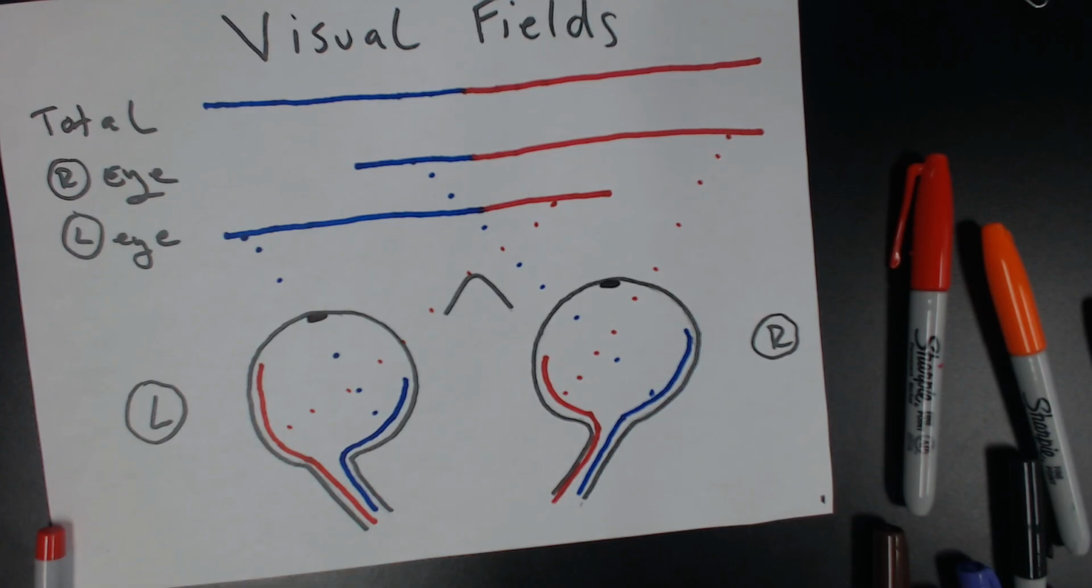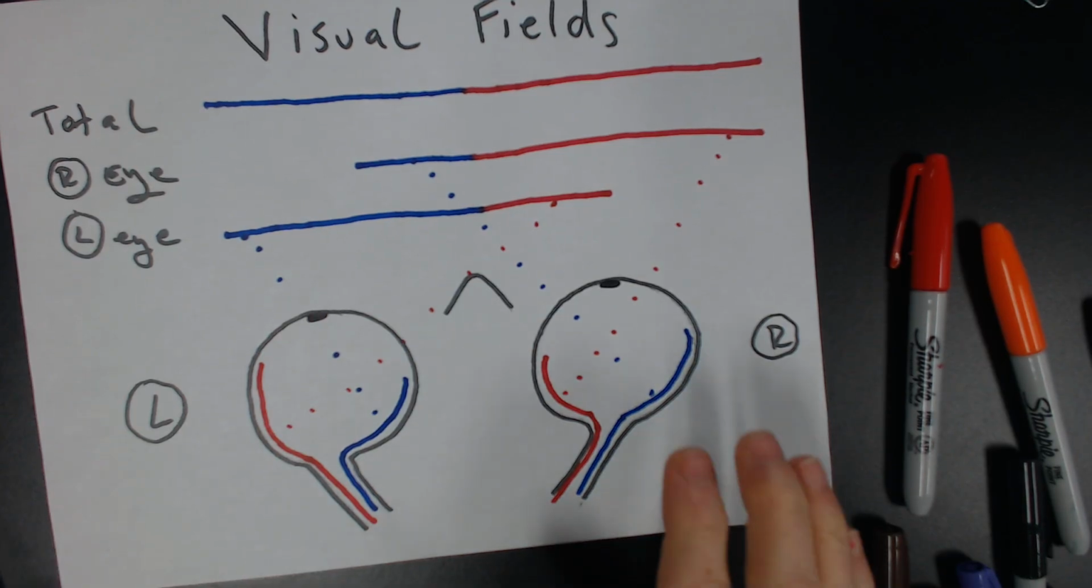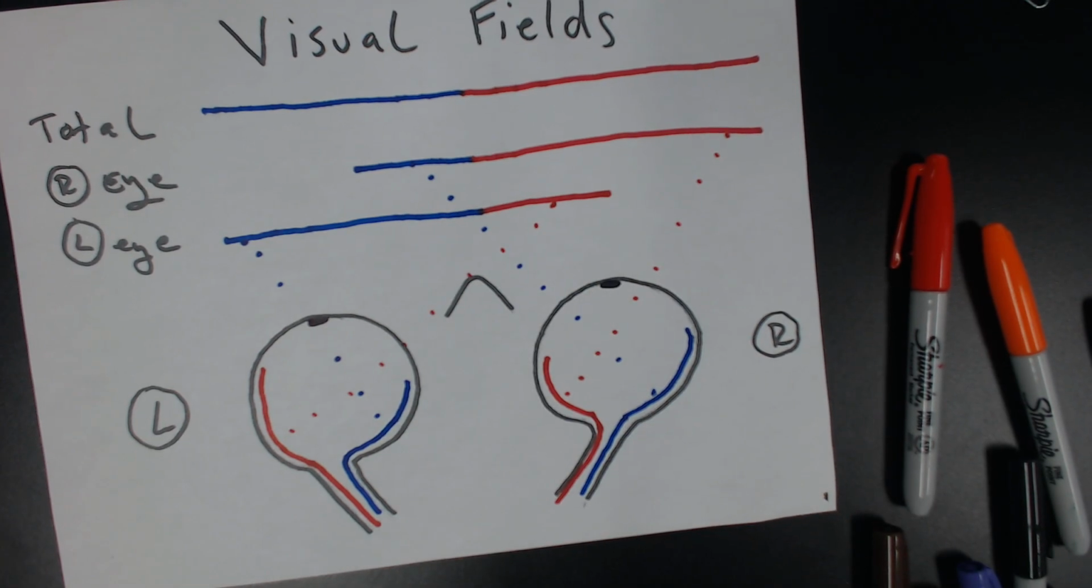Questions? If we get lost, we can come back to this. This is the important part. If you can get this down, I think the rest makes a lot more sense. Okay? Well, that's going to be your visual fields. Now let's look at visual tracts.